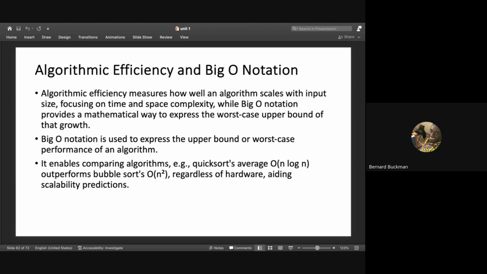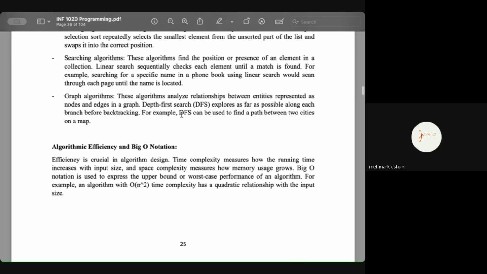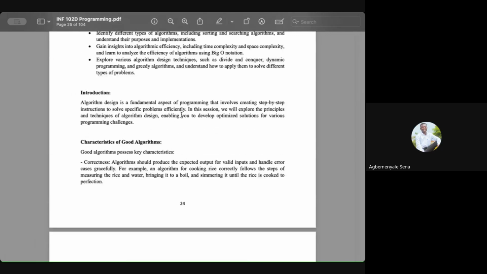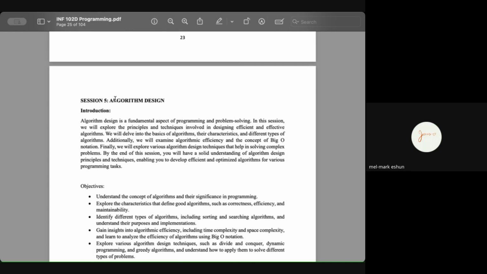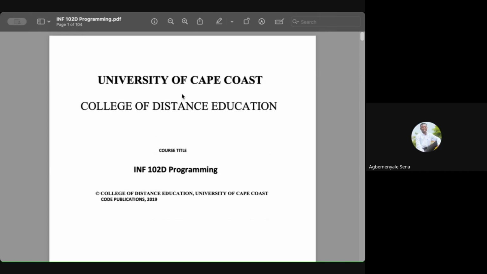Can you see the manual, the model? No, I think we don't have this one. We don't have it. So which one do you have? The one that we have is about 36 pages. Yes, exactly. You don't have this one from the University of Cape Coast College of Education? No, sir, we don't have this one.